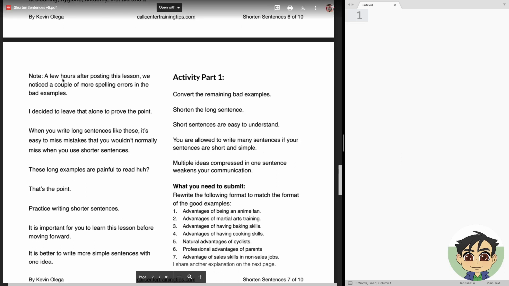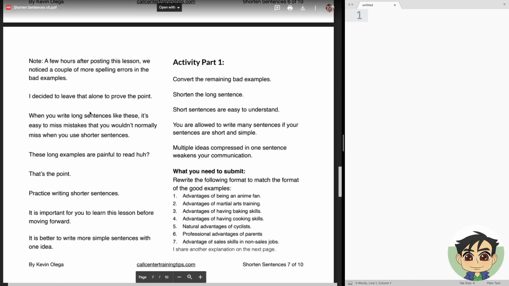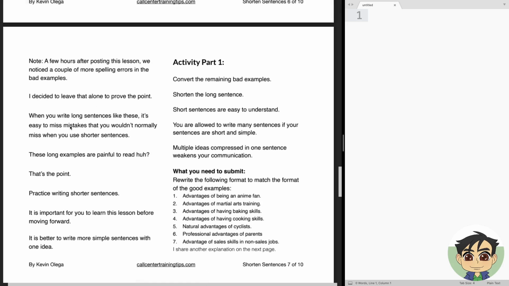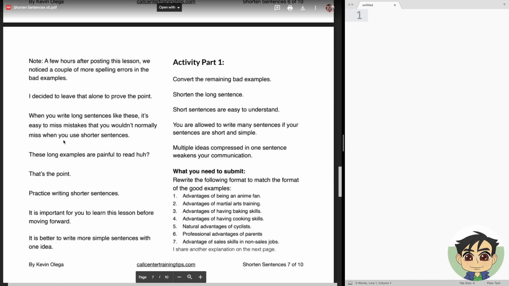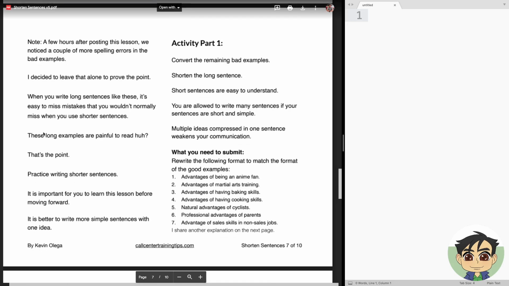A few hours after posting this lesson, we noticed a couple more spelling errors in the bad examples, and I decided to leave those errors alone to prove a point. When you write long sentences like these, it's easy to miss mistakes that you wouldn't normally miss when you use shorter sentences. So when you read through everything, these long examples are painful to read, and that's the point.